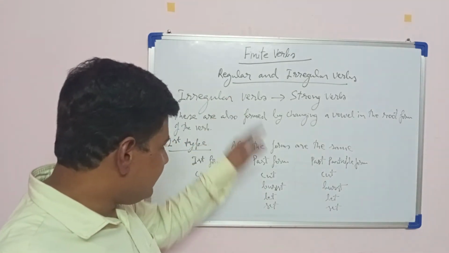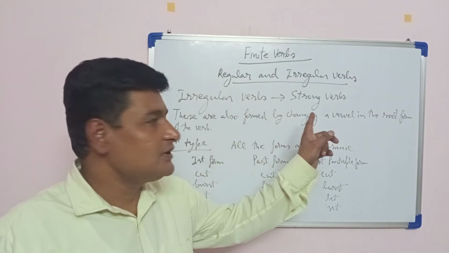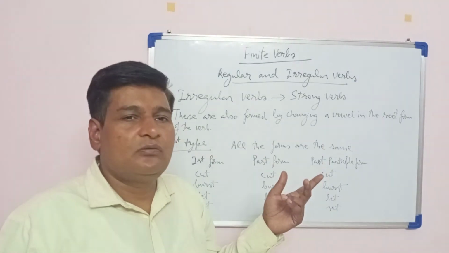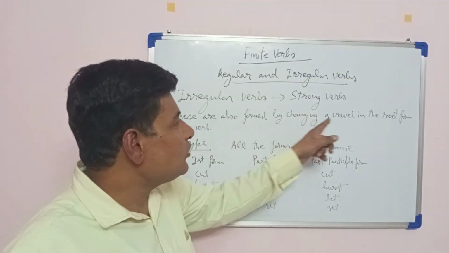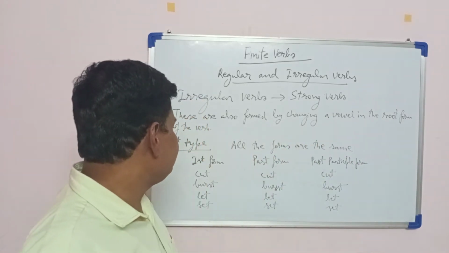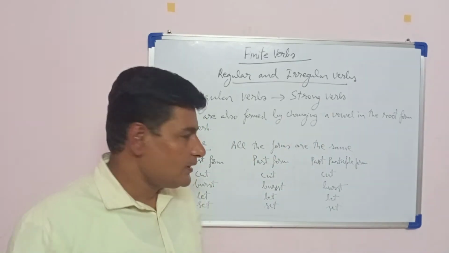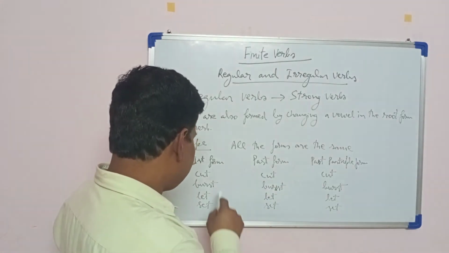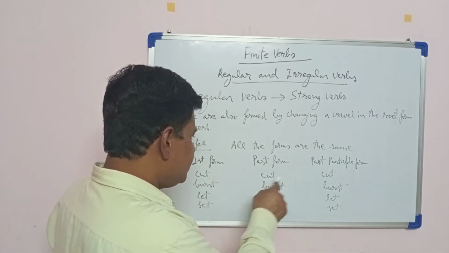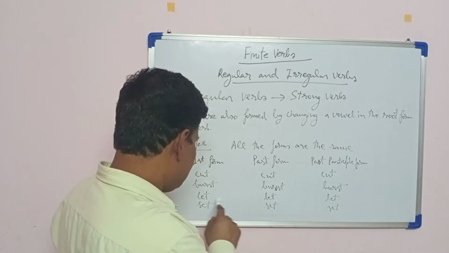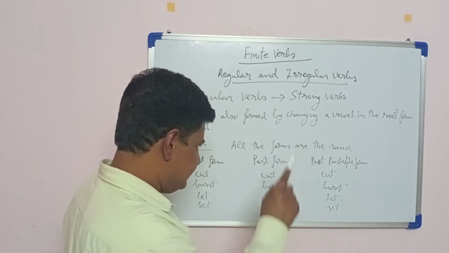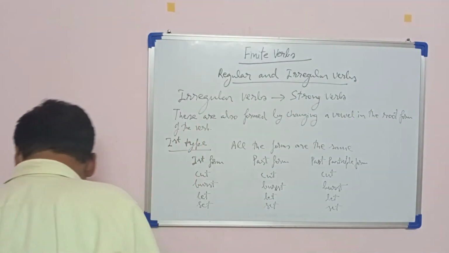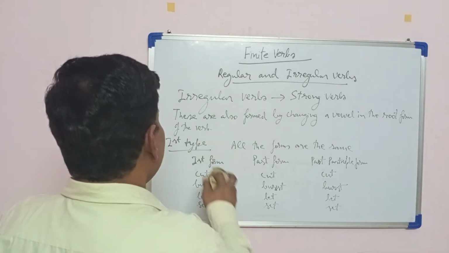So let us have a quick revision. What are irregular verbs? These are called strong verbs. There are some types of irregular verbs which are formed by changing a vowel in the root form of the verb. And this is the first type. In the first type, all the three forms of the verb are the same, like cut, cut, cut, burst, burst, burst, let, let, let, set, set, set. Now let us move over to the next form, that is the second form, or we can say second type.